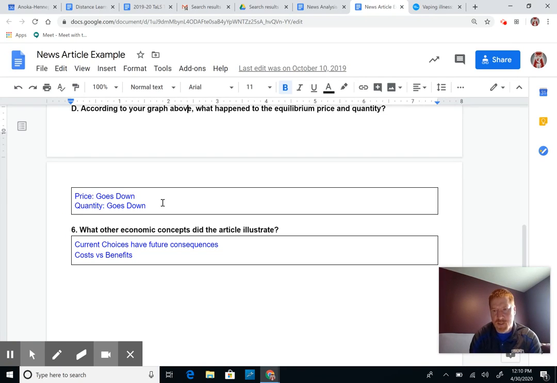So think back to the 7 principles of economics: scarcity, trade-offs, cost versus benefits, future choices now, future consequences, the market, all those types of things. Well, if I think back to those things, I think about, well, my current choice has future consequences. If I vape right now, there might be consequences in the future that might be bad for me. And then I'm weighing the cost versus benefits as well. So just think of some of those and you can list those on there.